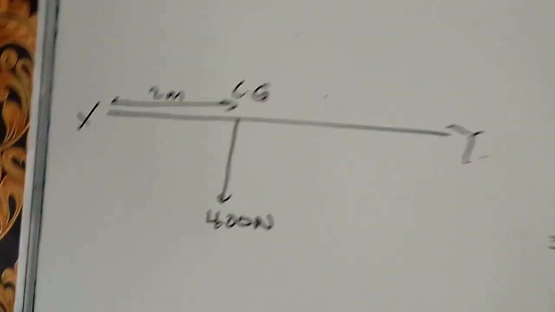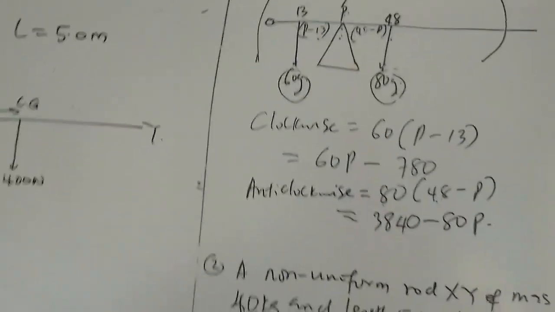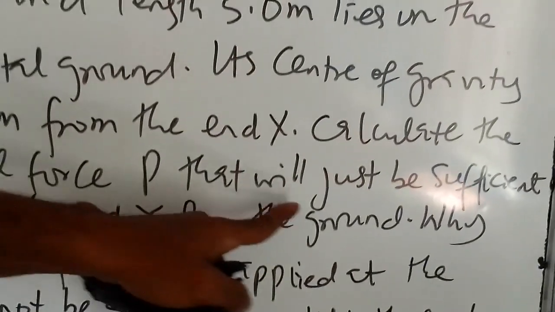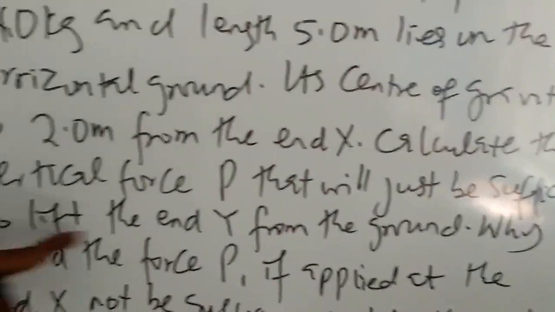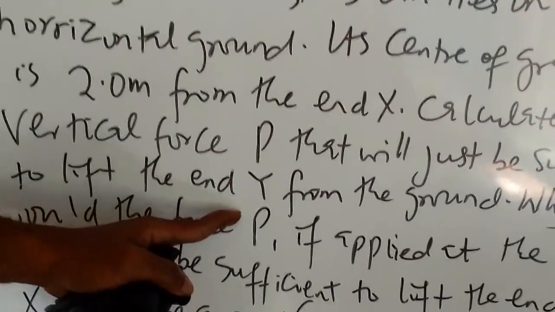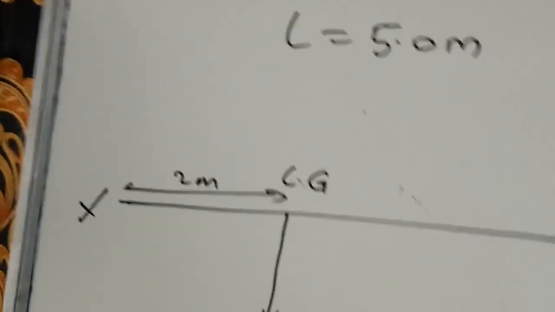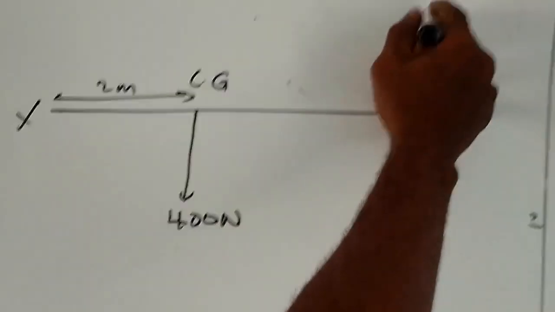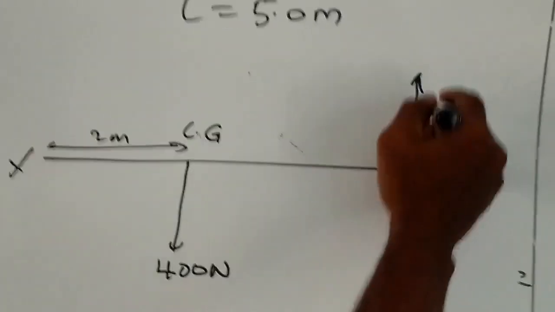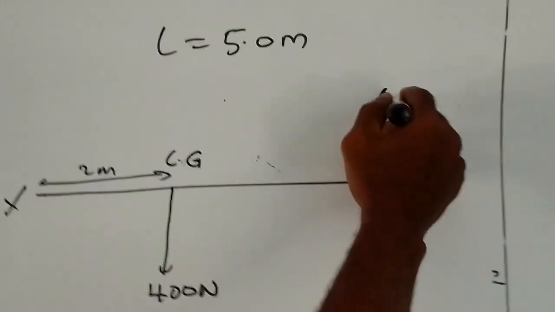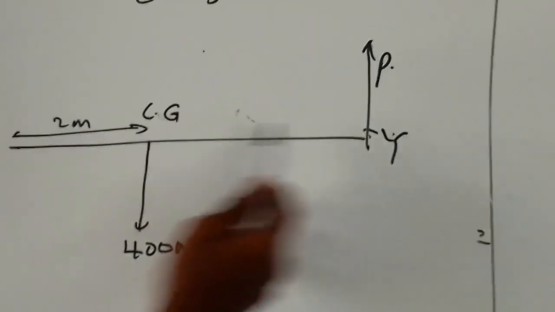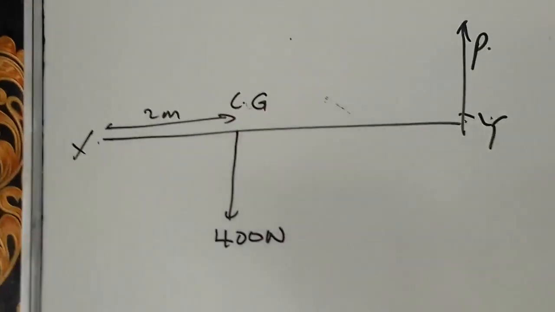They now say, calculate the force P that will be just sufficient to lift the end Y from the ground. Okay, we'll go to the diagram again. The force that will lift the rod from the ground is placed at Y, a particle force they call the force P. So draw the line of the force here, and the force is called P. So what force are you going to apply at Y to lift this end from the ground?